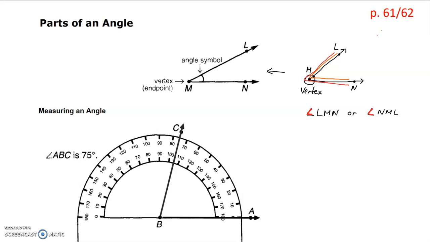Protractor use is something that's really great, but in this course, because we are online and even our book is not to scale, we don't actually use a protractor to measure angles, so you do not have to purchase a protractor. But it's good to know how to use one.